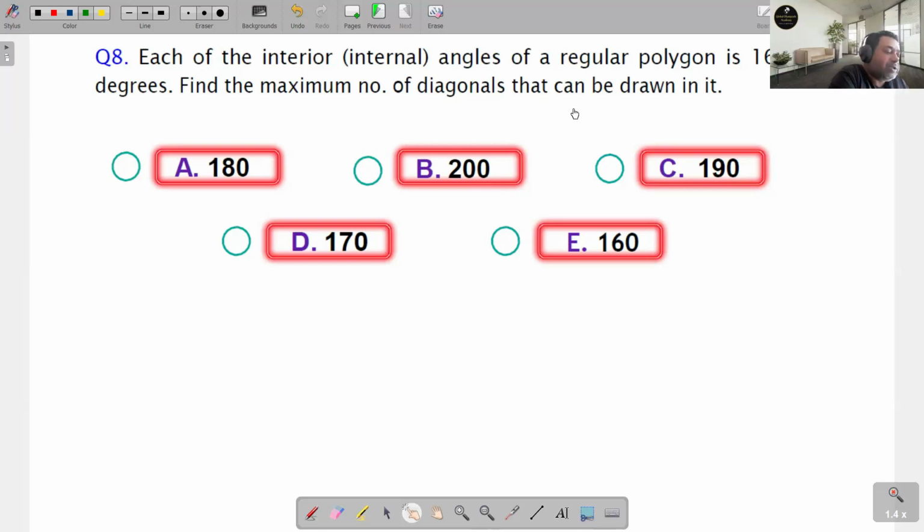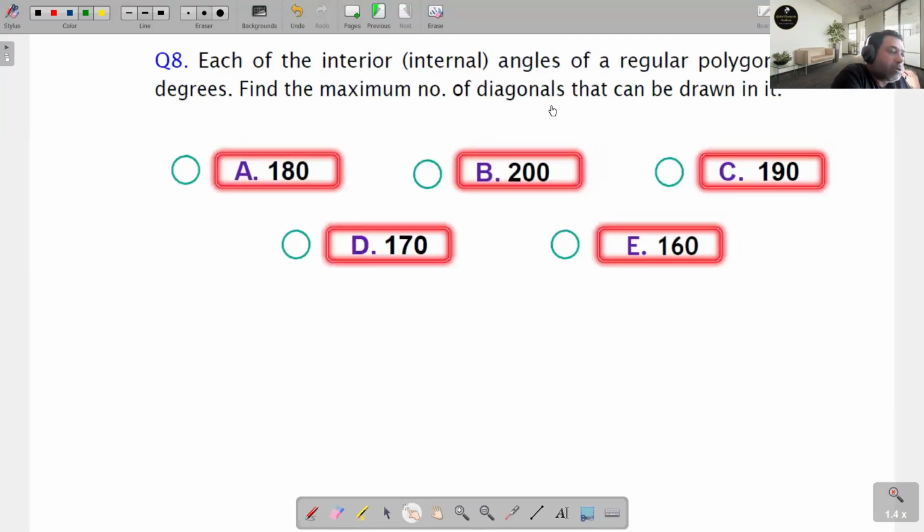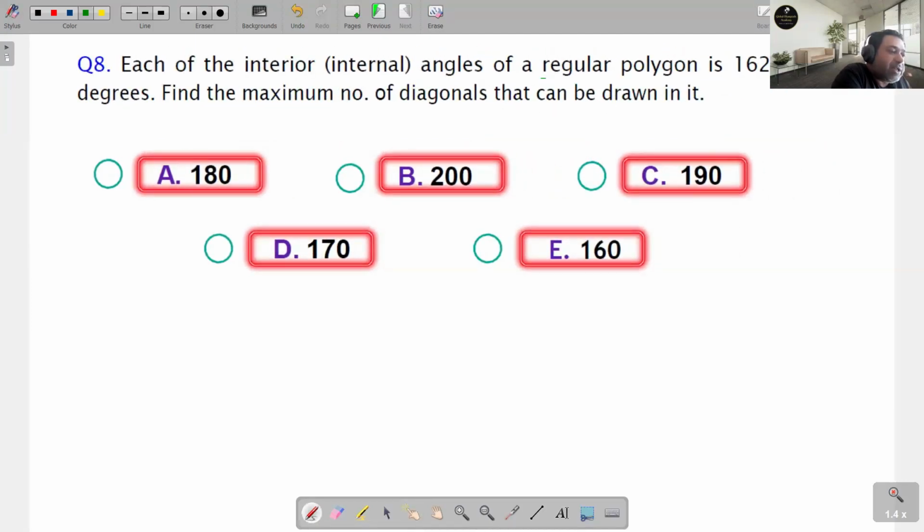Now, how do we find that? This is a regular polygon. A regular polygon's feature is that its sides are of equal length and its angles are also equal, correct? So let's say this is a polygon here. We don't know how many sides it has. These are called exterior angles over here. Each of the internal angles is going to be the same, and therefore each of the exterior angles is also going to be the same.